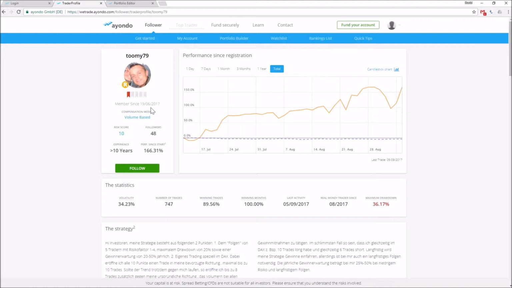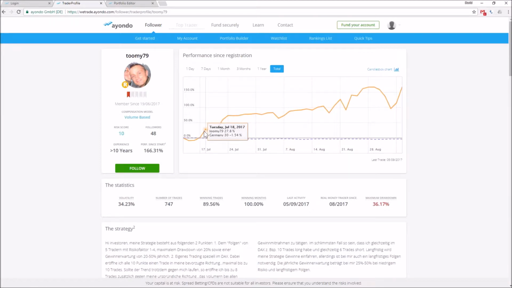Now, making 166% in 3 months is not to be sniffed at, of course, but it does suggest perhaps, for some, an aggressive approach to trading. But maybe you might want to add this person in, but dial down the risk for that person. I'll go through how to do that in a second, but let's just scroll through and see some facts here. So what have we got? So 19th of June 2017 is when TUMI79 first started trading.